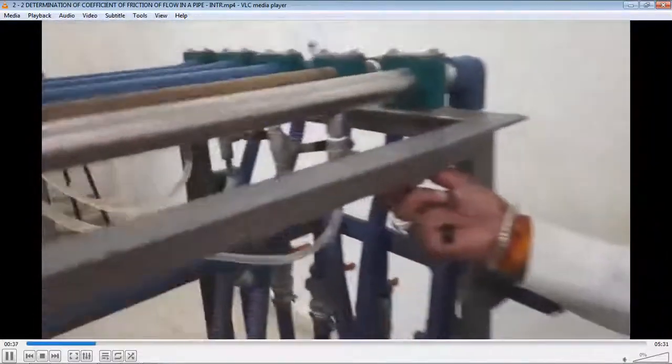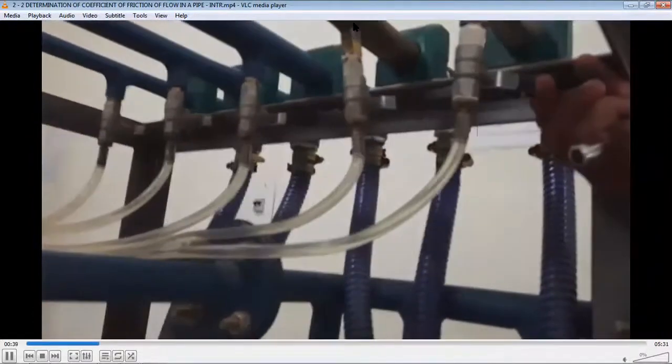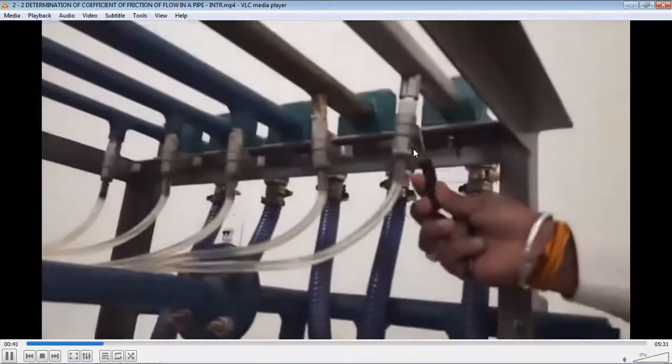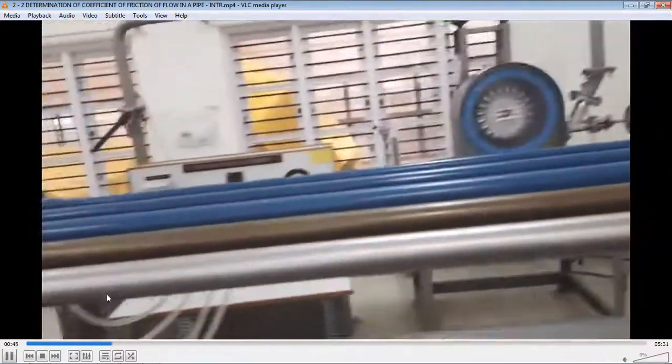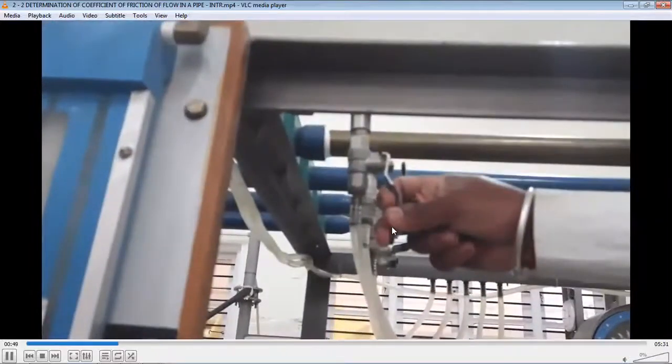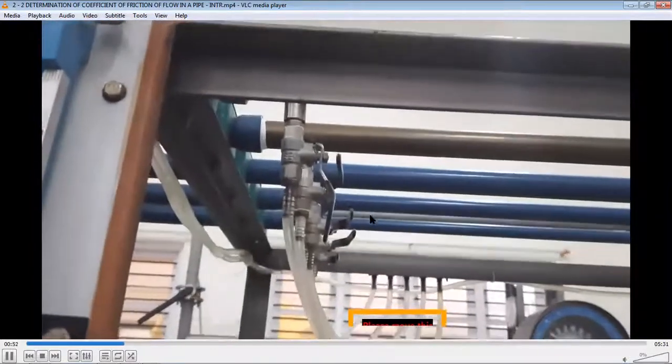Now we are opening the pressure tappings of the first pipe, that is the stainless pipe. Remaining all valves are closed here. Right side pressure tapping is open. Next, the left side pressure tapping is going to be opened right now. Remaining all four experiment tappings should be closed.